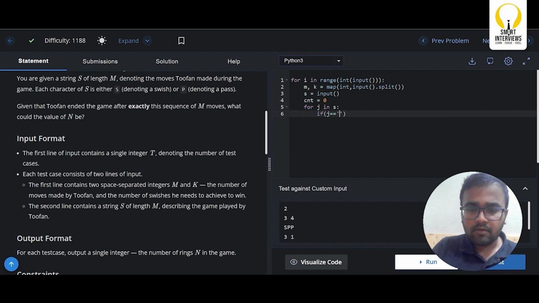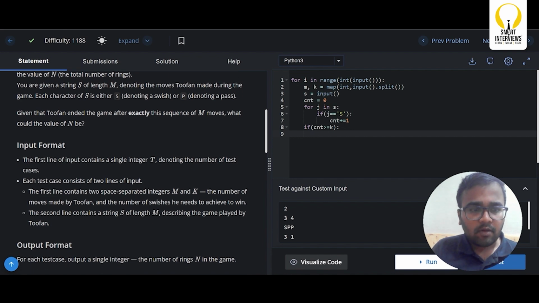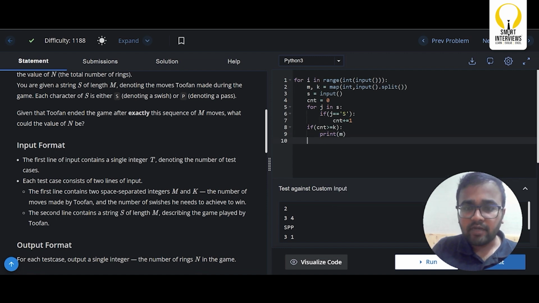If the character in the string is equal to s, it means it is a swish. So we will count it. Now we'll check if the count is greater or equal to k, the number of swishes he needs to achieve the win. If it is greater or equal to k and he is moving forward, it means those many rings are present which need to be exhausted. So it's nothing but m. He is trying to exhaust the rings. How many rings? M rings.